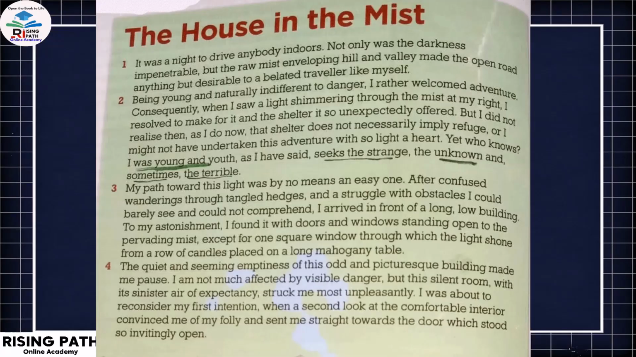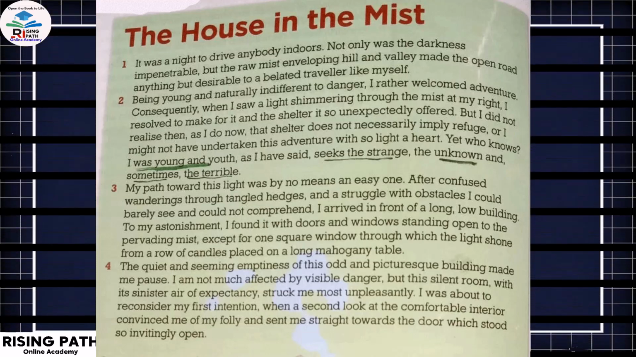Now let's attempt a question of language and effect according to our paper pattern, and it is taken from the passage The House in the Mist. It is from the new Cambridge endorsed book for examination from 2024. The House in the Mist, and it is paragraph number 2. I have underlined the lines: I was young, and youth, as I have said, seeks the strange, the unknown, and sometimes the terrible.